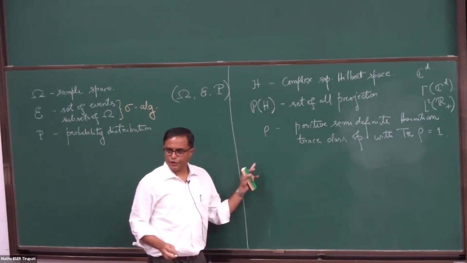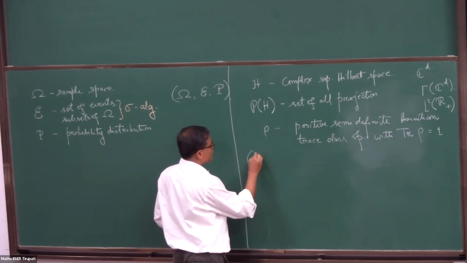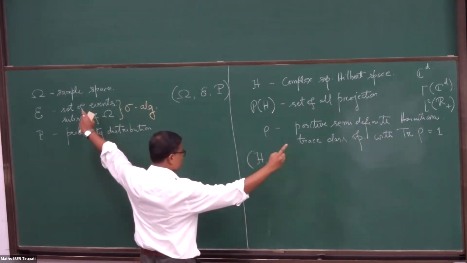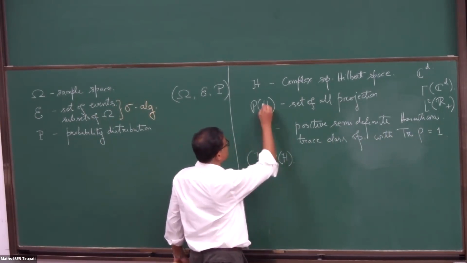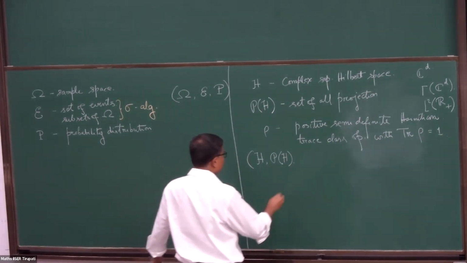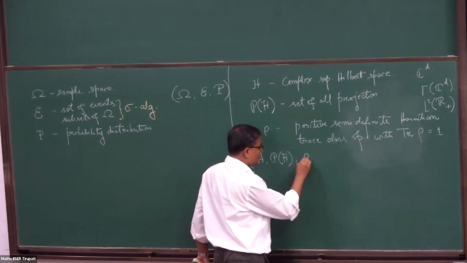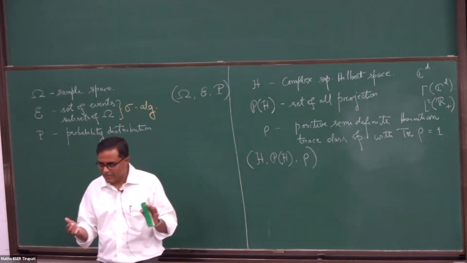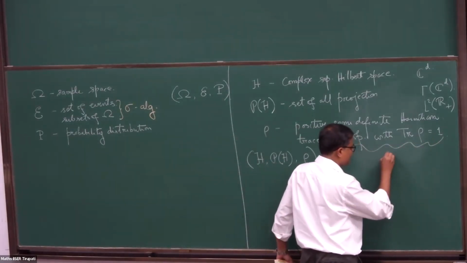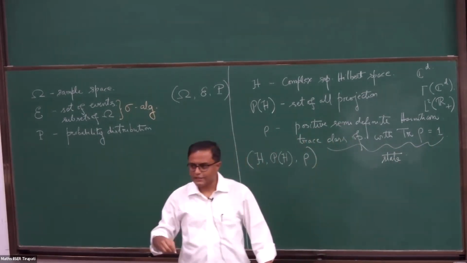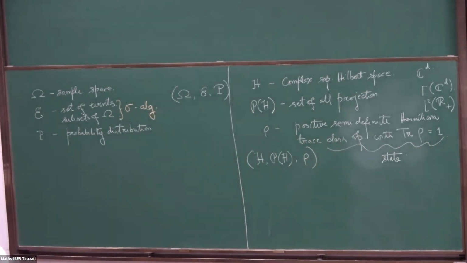So, the triplet for me is the following: the Hilbert space, which is analogous to the sample space; a set of projections in this space, which is analogous to the set of events; and the probability distribution is replaced by rho. Now, we call this rho a state. Physicists always keep on talking about considering a state rho. From the math side, it is very simple: it is a positive semi-definite Hermitian trace class operator with trace equal to 1.